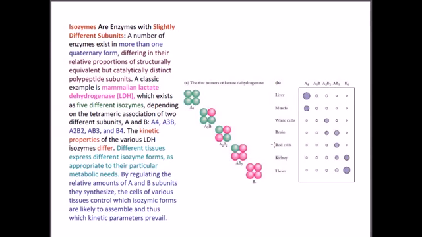Okay friends, now let us talk about isozymes. Now what are isozymes actually? Isozymes are enzymes with slightly different subunit contents. For example, we take an enzyme which is mammalian lactate dehydrogenase, or LDH, which exists as 5 different isozymes in the mammalian body.